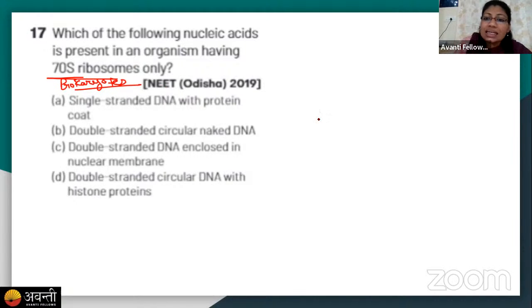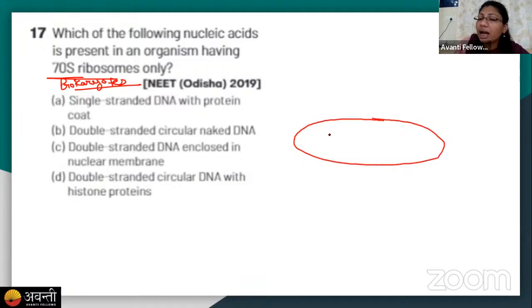As you know, bacteria is itself a prokaryote, right? It has a chromosomal DNA, which is a double-stranded DNA, which is present in the cytoplasm, because there we do not have any membrane-bound nucleus, and it does not contain any histone protein. So option D is wrong.